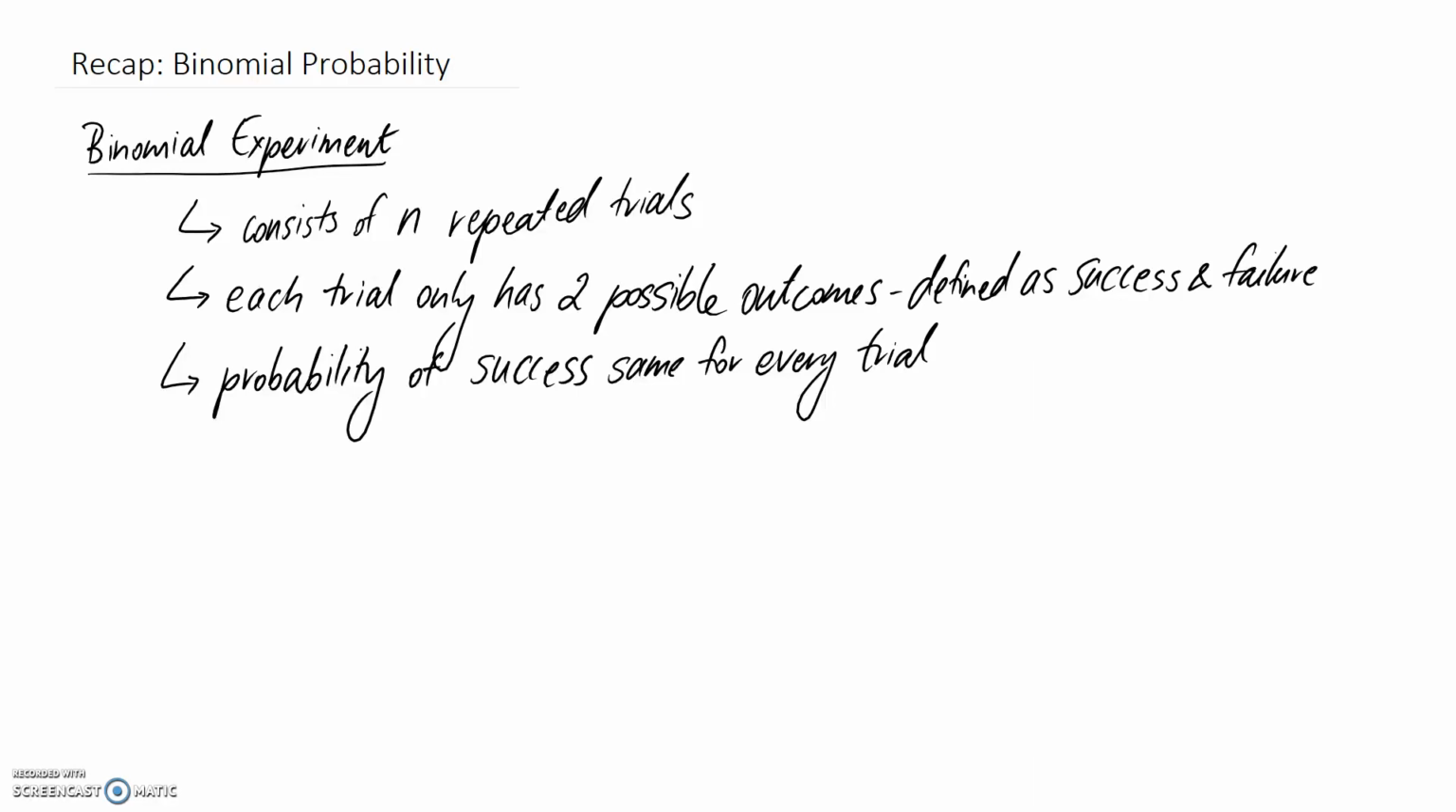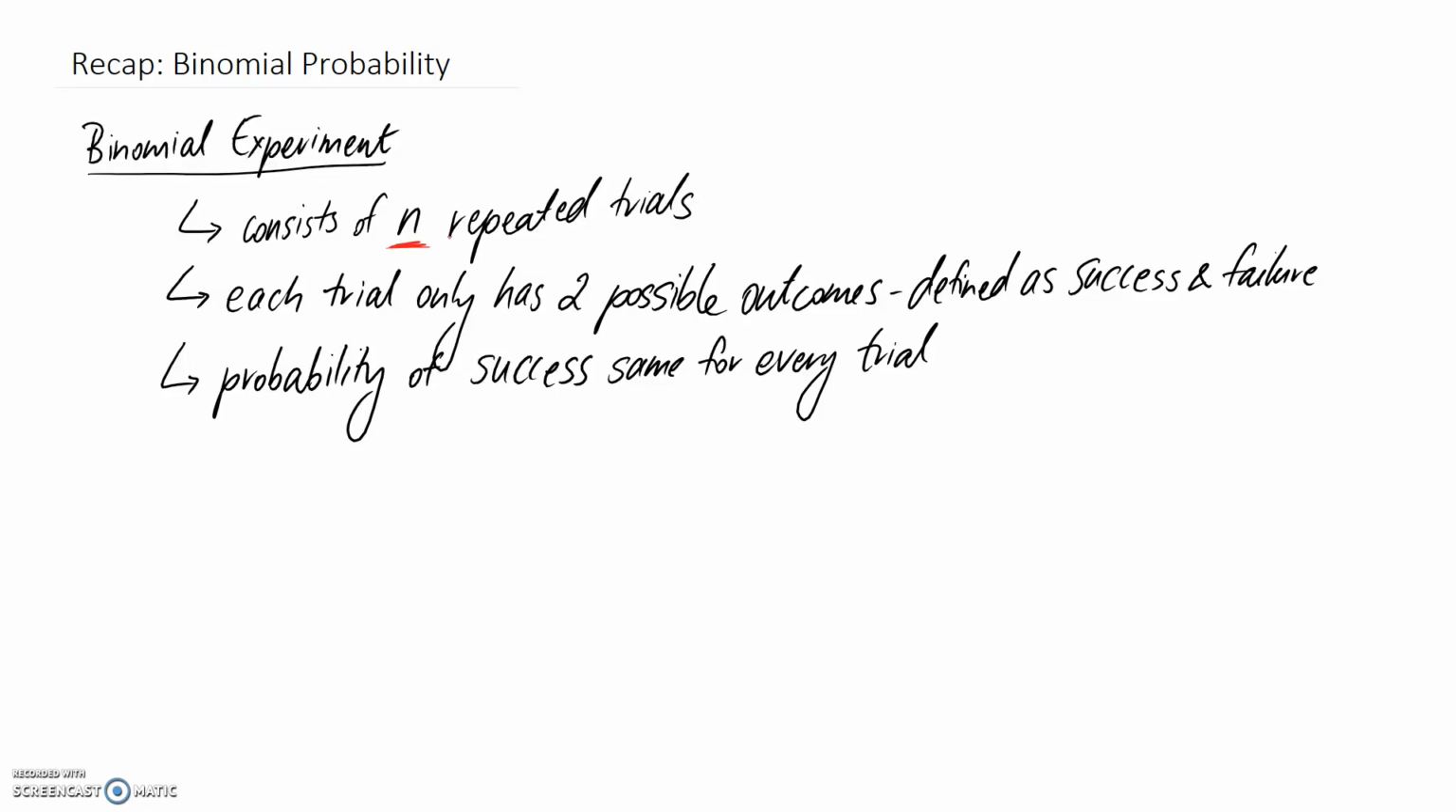So in this video, I'm going to recap binomial probability, and I'm going to start by defining what a binomial experiment actually is. So a binomial experiment consists of n repeated trials. That means that we're going to repeat the experiment multiple times, and the number of times that we do that is equal to n.